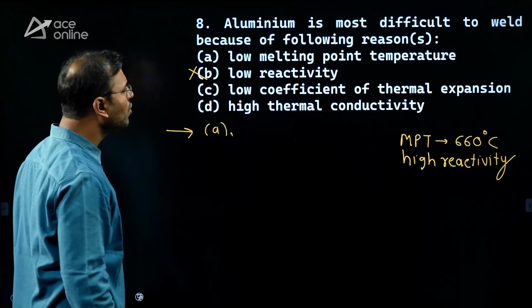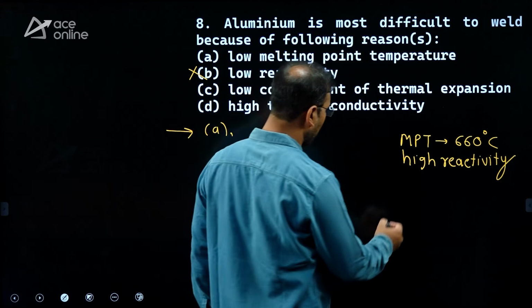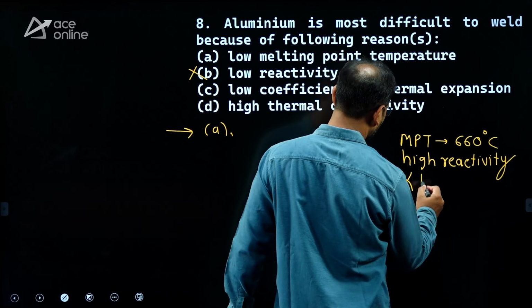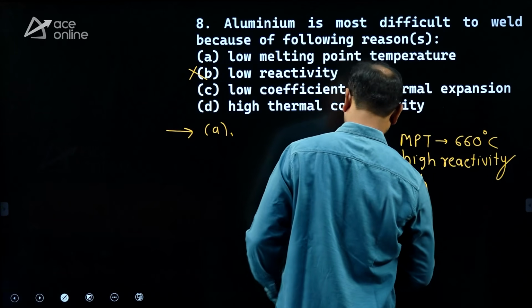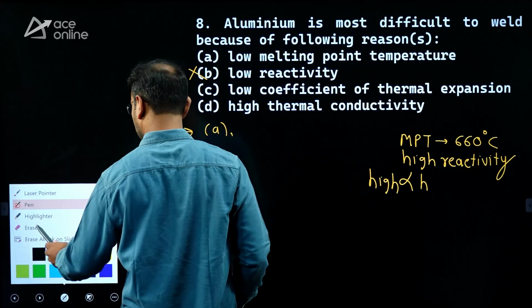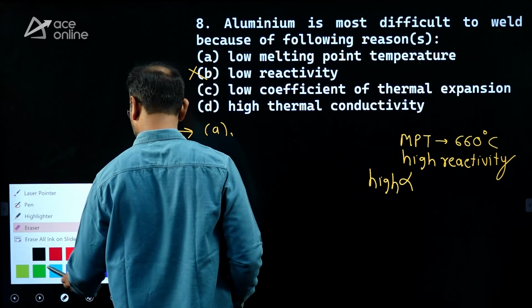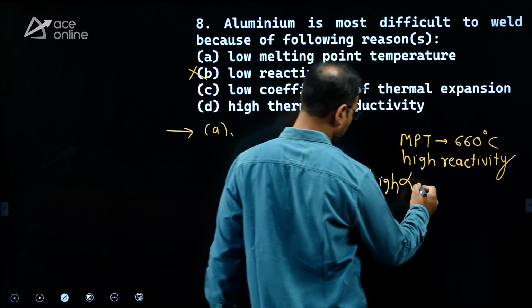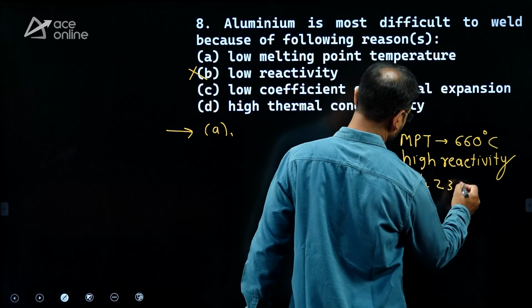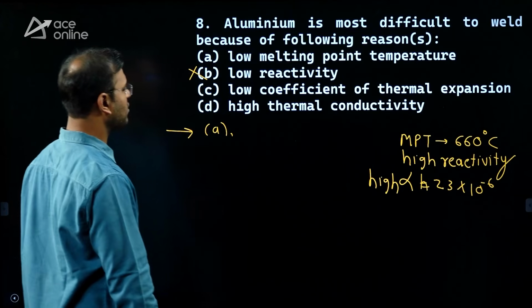Okay, then low coefficient of thermal expansion, absolutely wrong. It has a high coefficient of thermal expansion, high alpha, guys. No one can say aluminum has a low coefficient of thermal expansion. It has a high value of thermal expansion, and that value is 23 into 10 raised to minus 6.